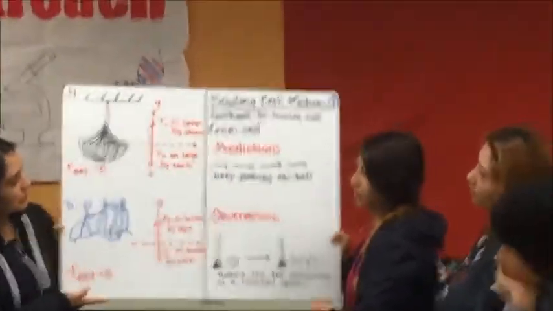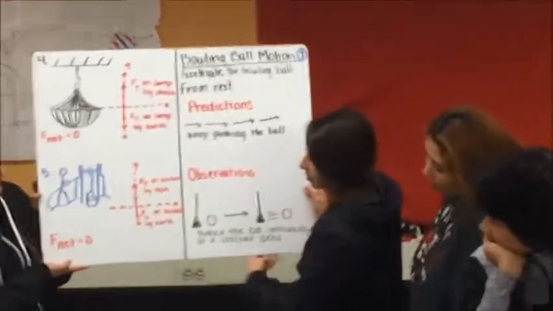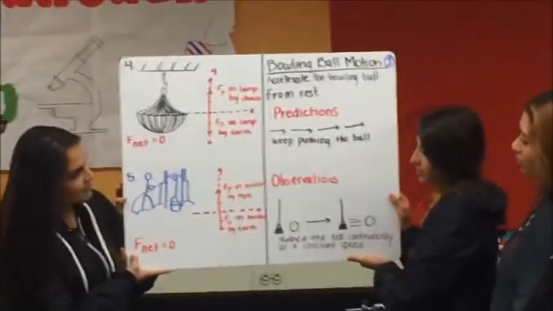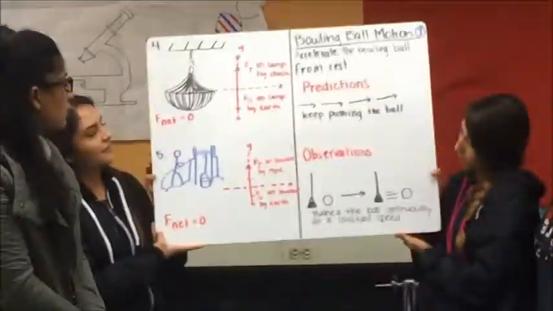For number 4, we got that there was force of gravity on the lamp by Earth, and force of tension on the lamp by the chain, and a force net of 0. For number 5, the force of tension on the bucket by the rope, and the force of gravity on the bucket by Earth with a force net of 0. For number 1, it was a bowling ball. Our prediction was that he pushed to the right. Our observations were that we push the ball continuously at a constant speed.